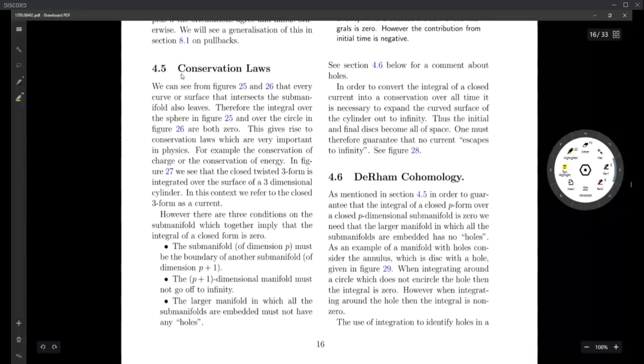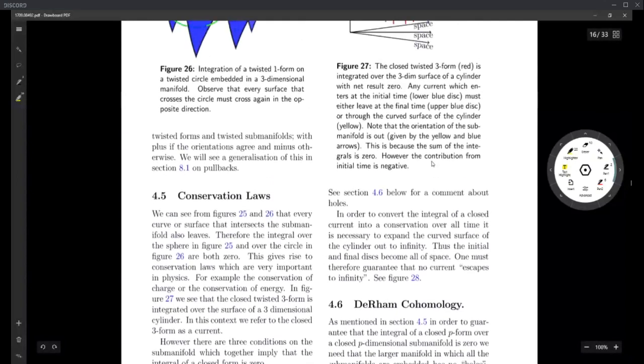So, 4.5 conservation laws. So simple. What are conservation laws? Some conservation laws that we know are the conservation law of thermodynamics, conservation of energy, conservation of current and all of that. So then how does differential calculus come in there?